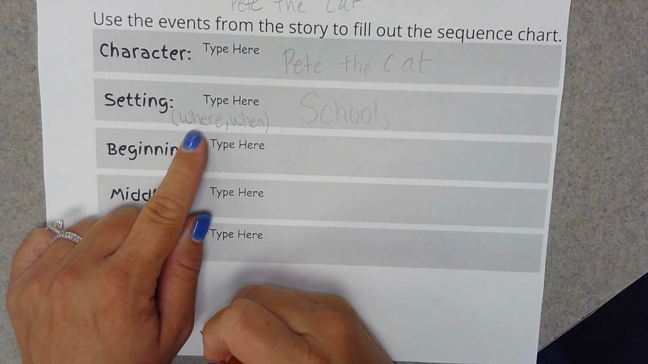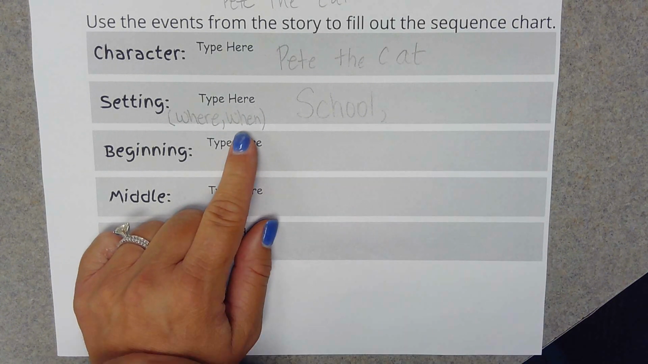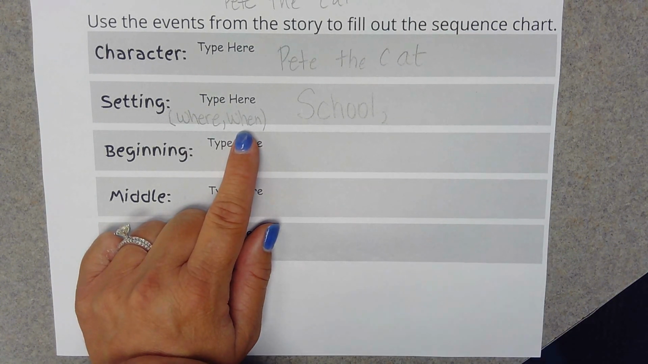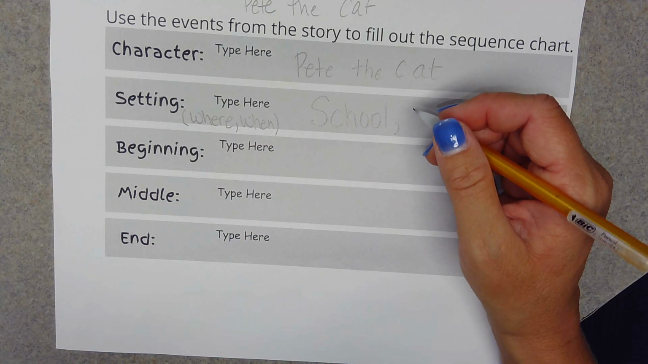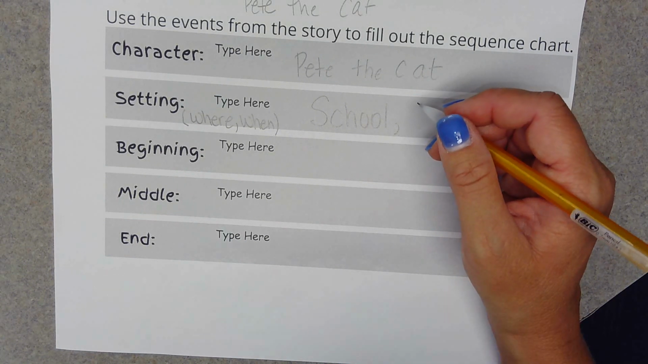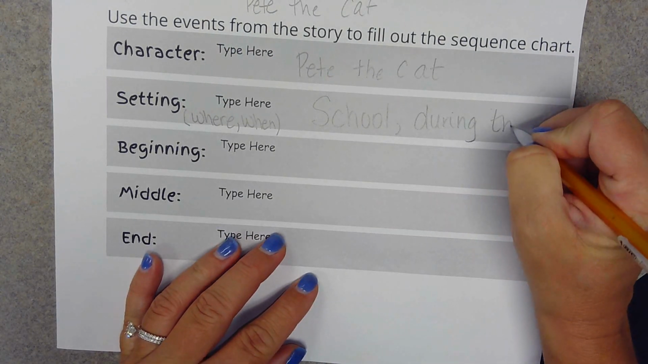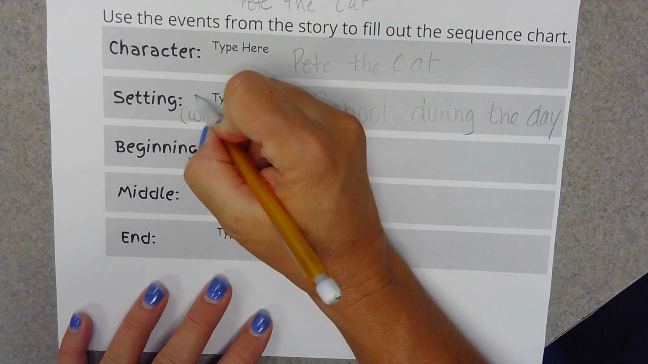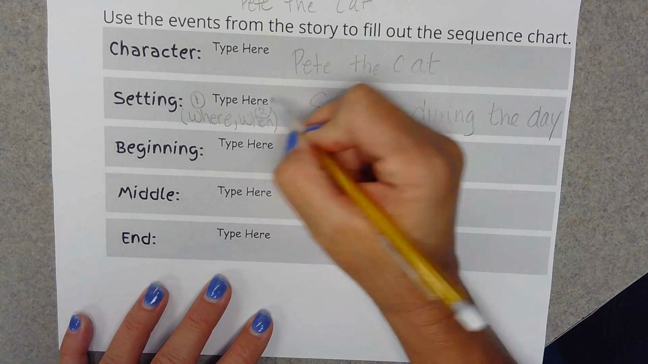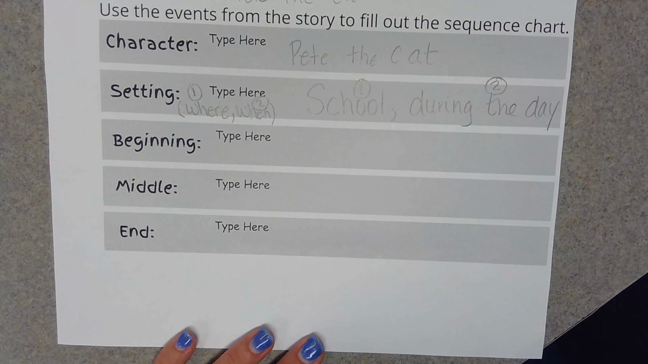So I'm going to write school, and then I'm going to put a comma because I also need to write when this story takes place. And we know that school time is during the day. So we're going to write during the day. So you can see setting has two parts. 1, 2. So I need to include two parts.